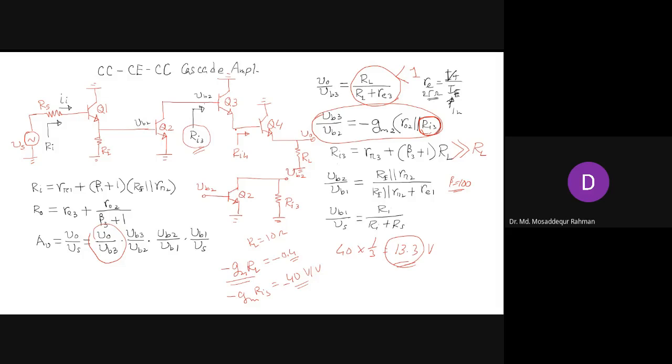So what I have done here, another common collector, right? I have added another common collector. And now we have two common collectors in series. So what will be Ri3 now?